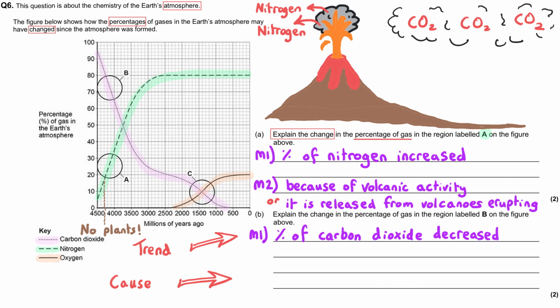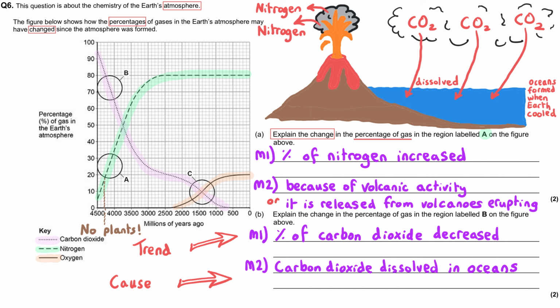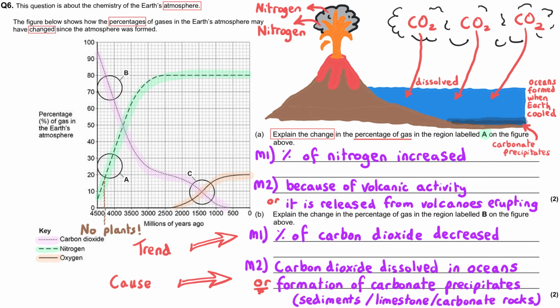So the reasons why the CO2 decreased is that carbon dioxide dissolved in the oceans that formed when the Earth cooled down. So the Earth cooled down, and that meant that the water vapour condensed to make the oceans, and then carbon dioxide dissolved in those oceans. And then that continued to happen, and also the formation of carbonate precipitates or sediment or limestone or carbonate rocks, all of those things kind of fall together once there's an ocean and that there are carbonates in the ocean.